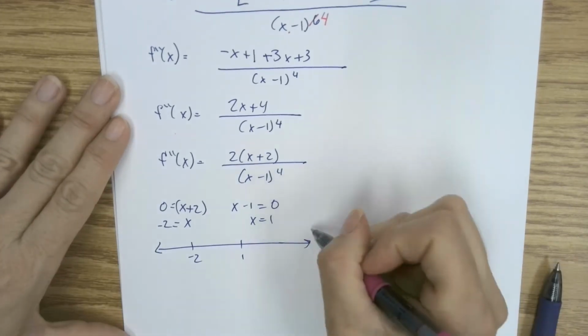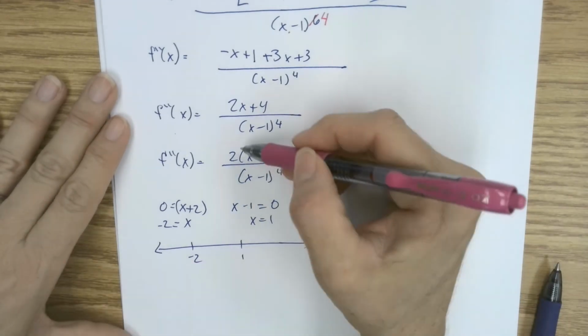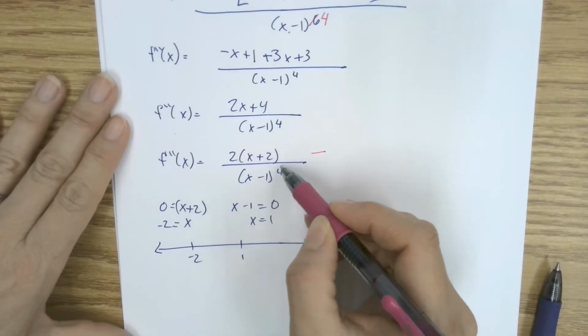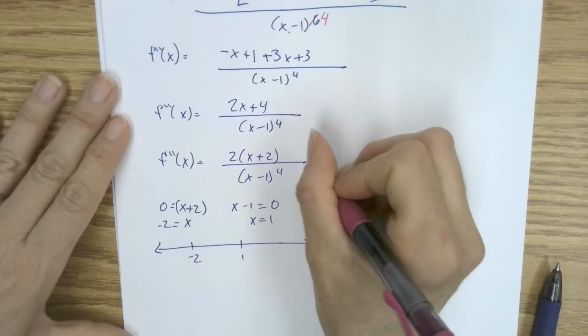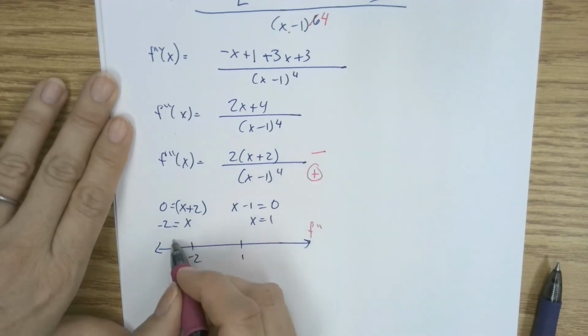So we're going to plot negative 2 and 1 on a number line, and we're going to test those values into my second derivative. So let's substitute negative 3 in. So negative 3 plus 2 is negative. Negative 3 minus 1, hey, anything raised to the fourth power is always going to be positive, so that is not going to change. So a negative over a positive is a negative.